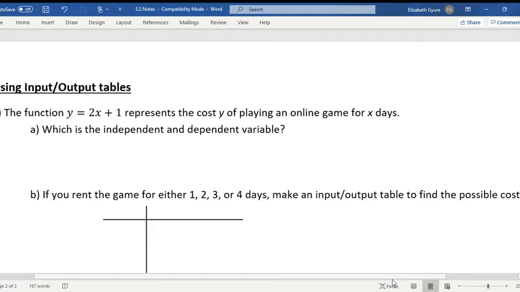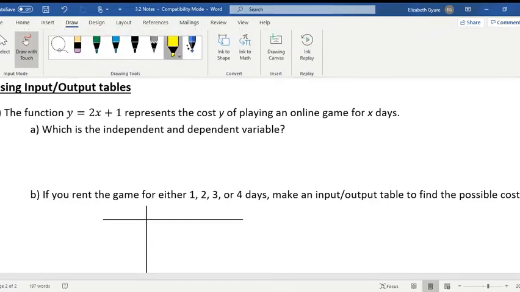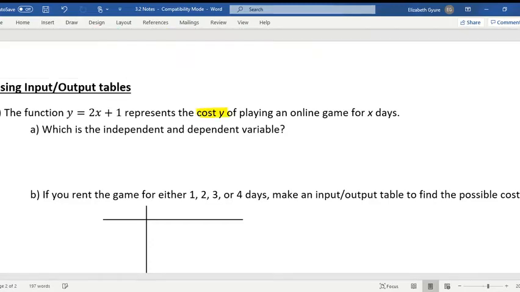So in this problem, we're going to talk about using input-output tables, which will be helpful for tomorrow. And it says the function y equals 2x plus 1 represents the cost y of playing an online game for x days. So y here is the cost.